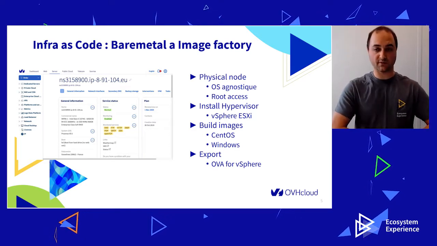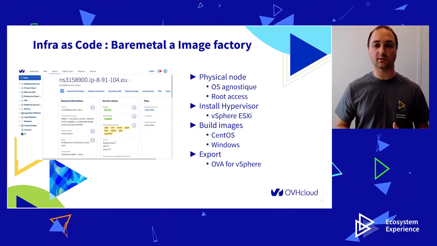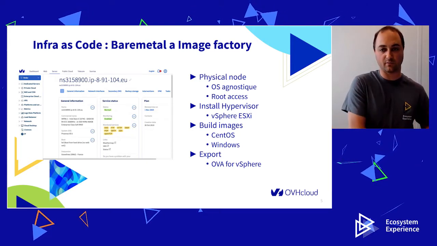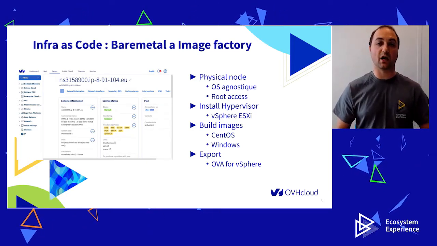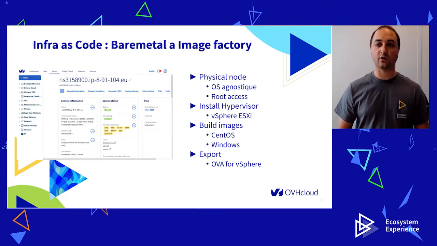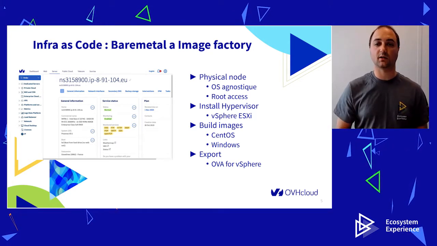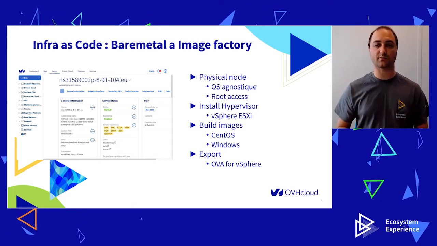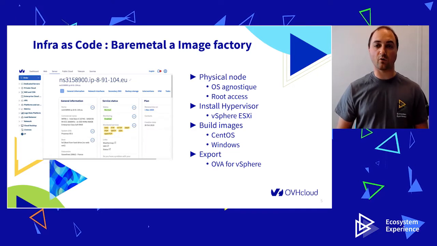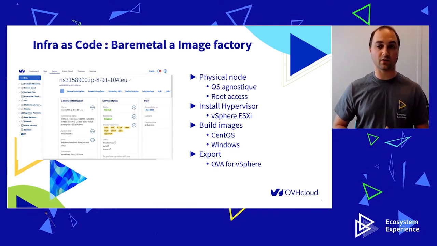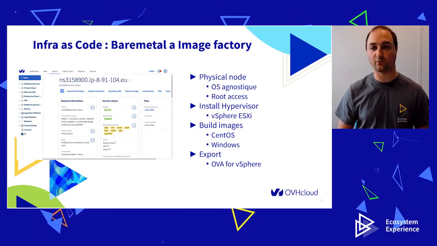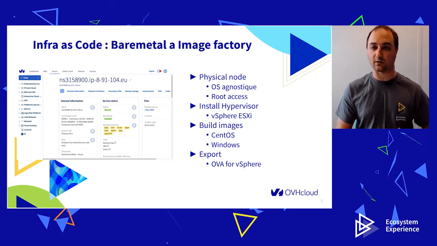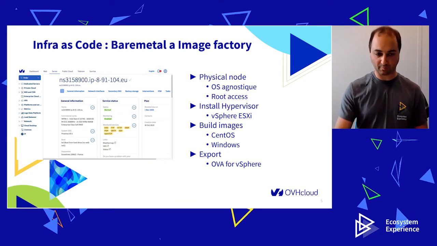So we use a physical node, meaning it's OS agnostic. We have root access, and we are able to deploy any kind of hypervisor. In this demo, we will use vSphere ESXi to build different images, a CentOS image and a Windows one. The idea is to export those images to an OVA format to be able to reuse them on a vSphere platform for several deployments through other tools like Ansible and Terraform.